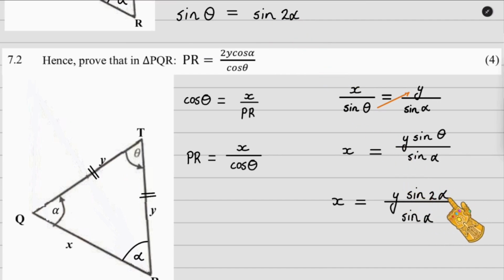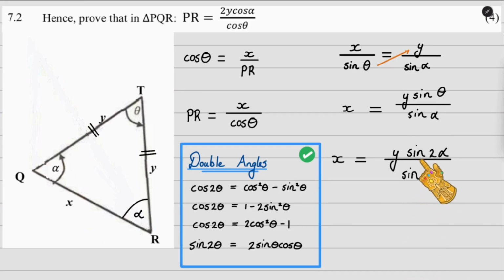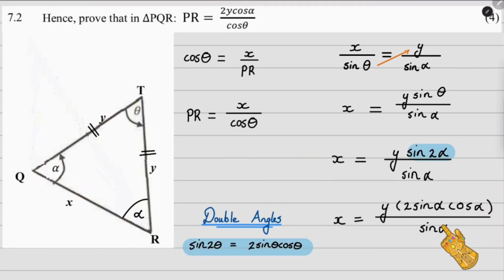And now there's a double angle. 2 times alpha, you're doubling the angle. So let's grab the double angles quickly. And quite thankfully for sine of 2 theta or 2 alpha, there's only one double angle that's applicable. It's the last one. Alrighty, we are making some progress.